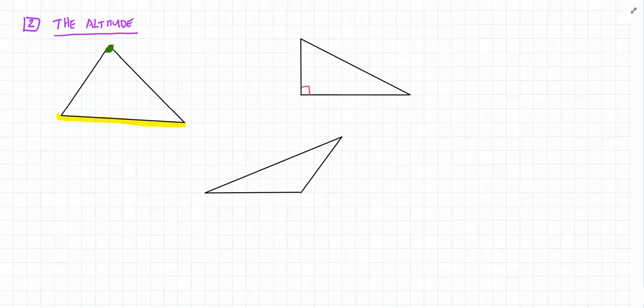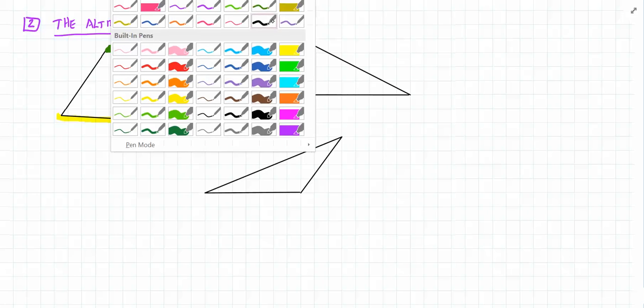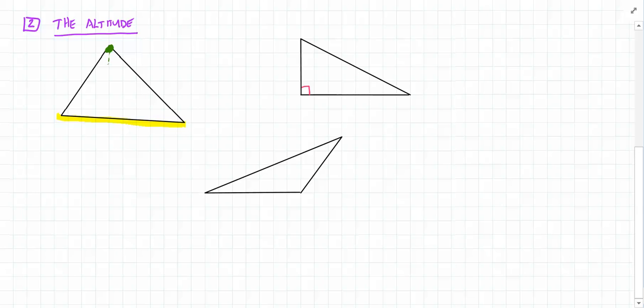The ground. You would measure perpendicular to the ground. Now what do you have? After all, the shortest distance from that green dot to that yellow line is the line that's perpendicular to the ground. That's the shortest distance, right? That's how we measure altitude. So the altitude would be the line that goes straight down perpendicular to a side. That is going to be the altitude.